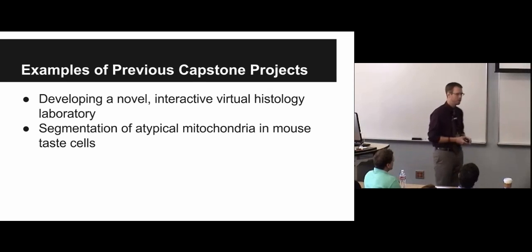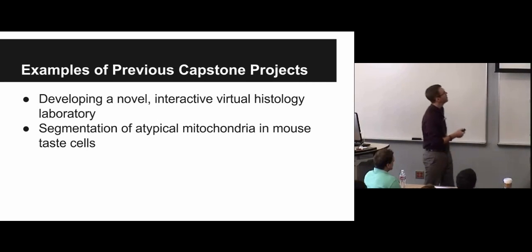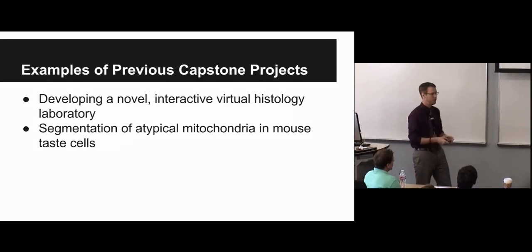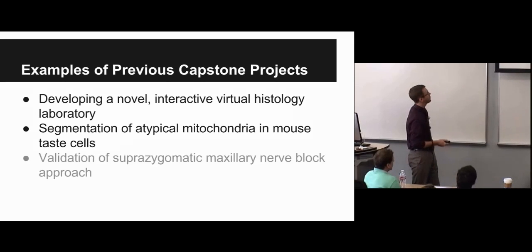Data were made available of a mouse taste bud, and so this needed to be described in three dimensions, and so that's what segmentation does. You take these sections of this certain structure within a taste cell and then build a 3D model, measure, do these different things. That's an example of a project.